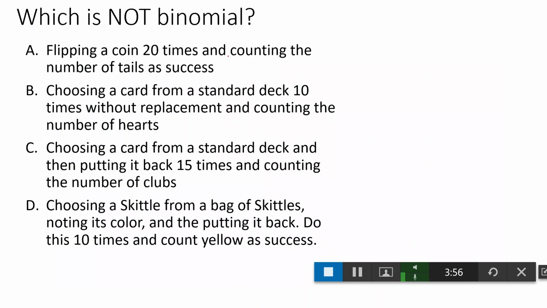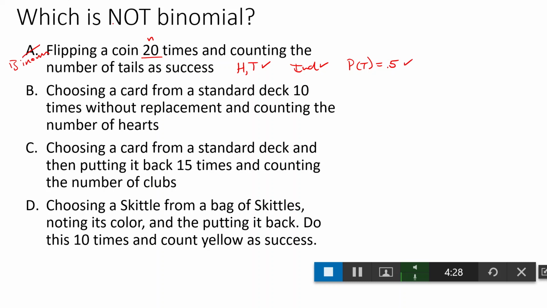All right, so here's an example, which is not binomial. Flipping a coin 20 times, counting the number of tails as success. Well, that would be our n. Do we have 2 outcomes? Yeah, we got heads and tails. Independent, they're coin flips. N, we have our n right there. And the probabilities stay the same. Probability of tails always is going to be 0.5. So this is binomial.